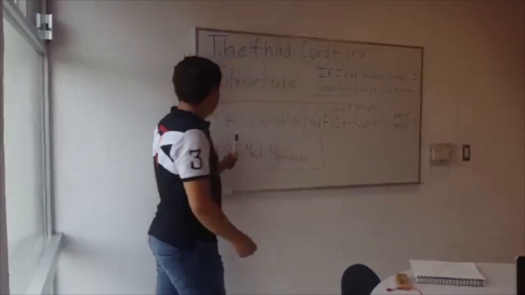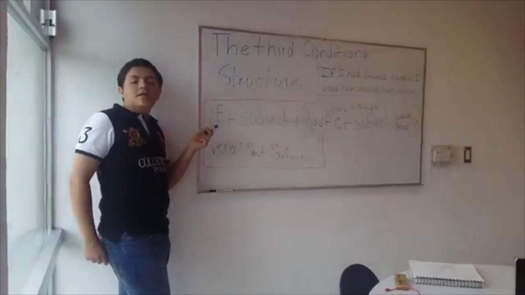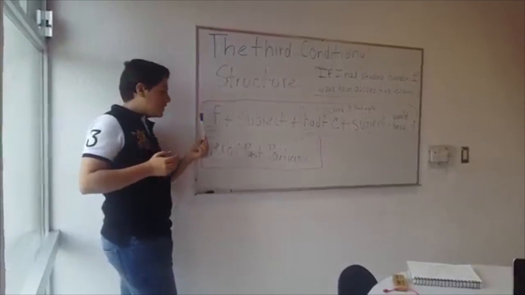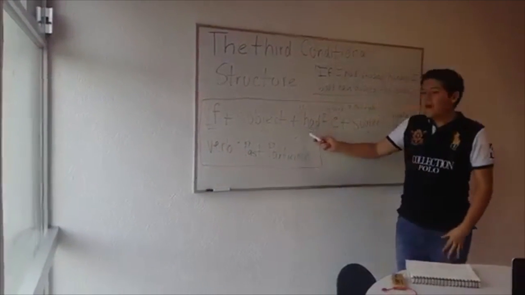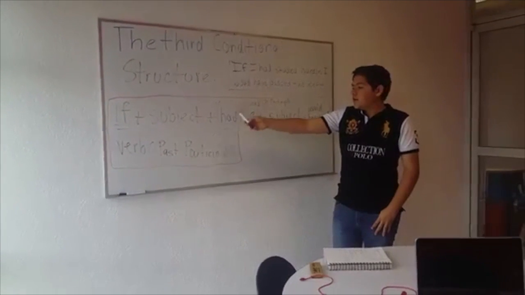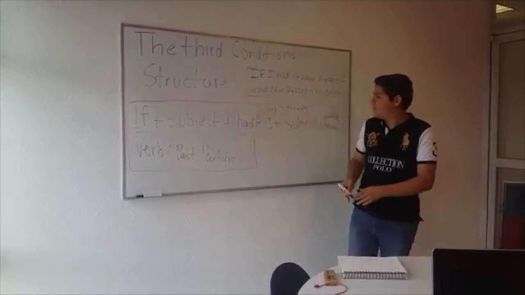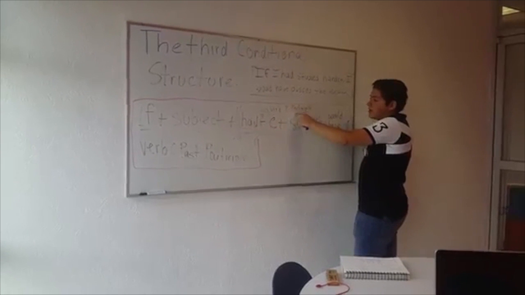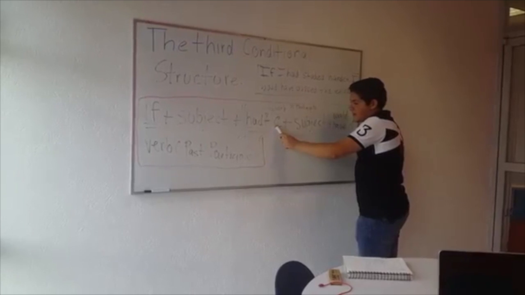I'm going to explain the structure. You use if. You always use this if for conditional. If means that there is a conditional in the sentence. You have the subject. You always put had for this third conditional. You put the verb had, and following the had, you put the verb in past participle. Then you put the complement.